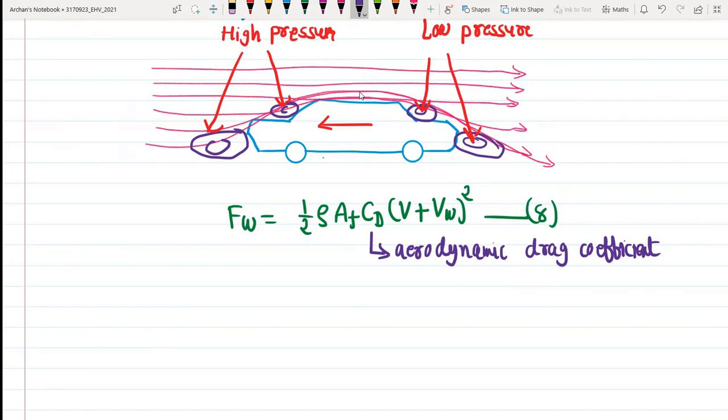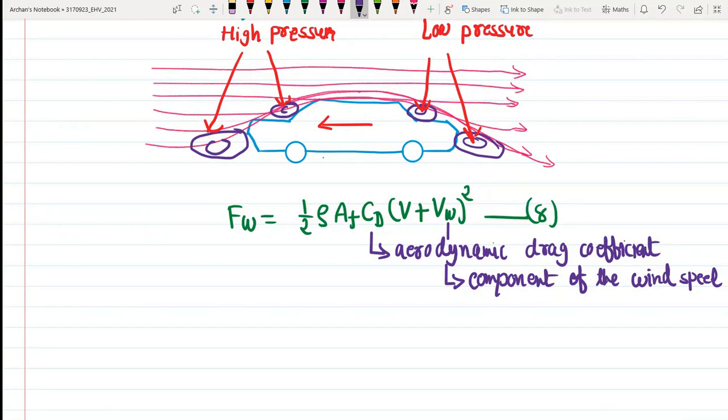If we talk about VW over here, then VW is the component of the wind speed on the vehicle's moving direction. It has a positive sign when this component is opposite to the vehicle speed, and it has a negative sign when it is in the same direction as the vehicle's movement.